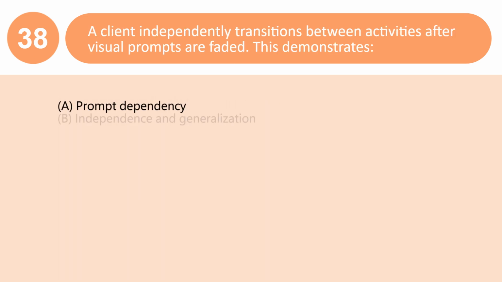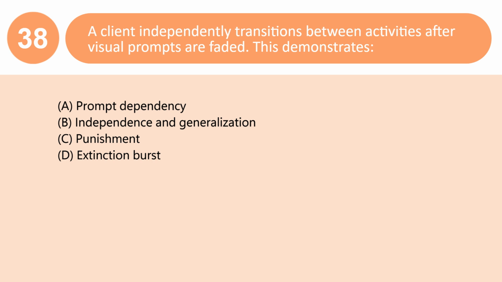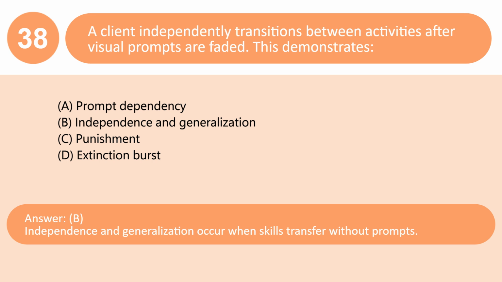A client independently transitions between activities after visual prompts are faded. This demonstrates A. Prompt dependency. B. Independence and generalization. C. Punishment. D. Extinction burst. Answer: B. Independence and generalization occur when skills transfer without prompts.